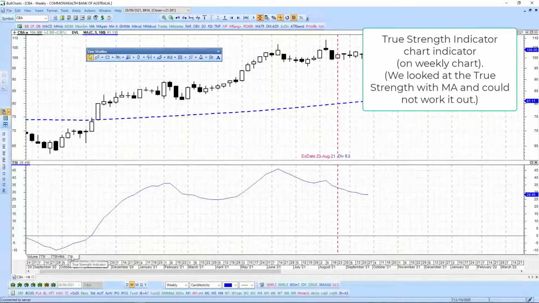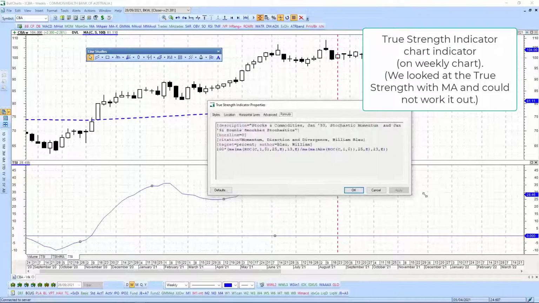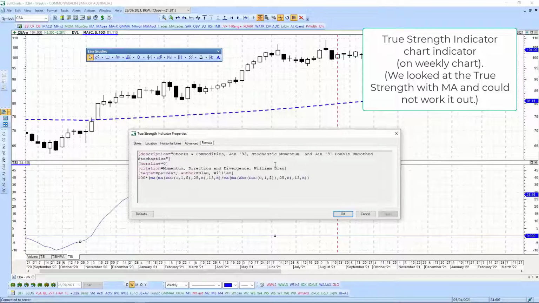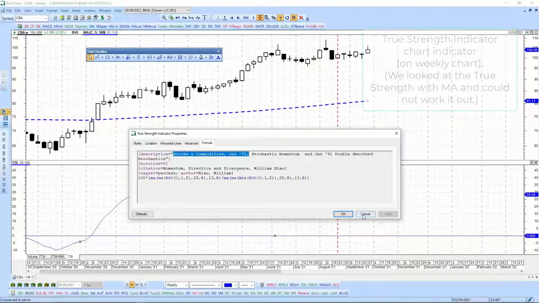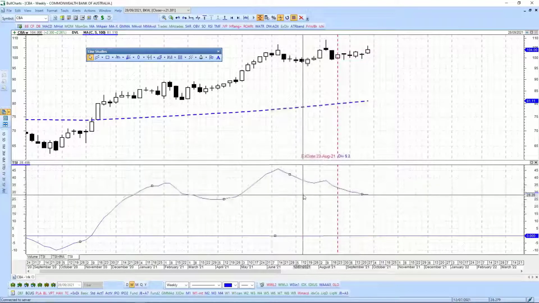It's also called TSI. With the form, Stocks and Commodities, January 93. Stochastic momentum and January 91 double smooth stochastics. Okay, so we need to look at the Stocks and Commodities magazine, January 1993 edition, and have a look at that article. I don't have one of those handy, and we might be able to find it online. I'm not sure.